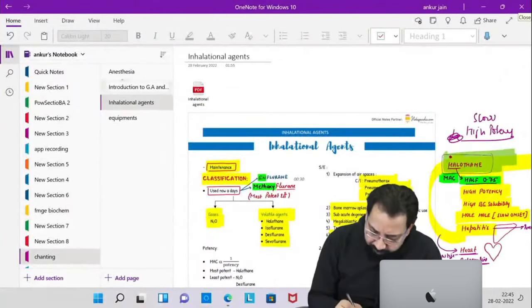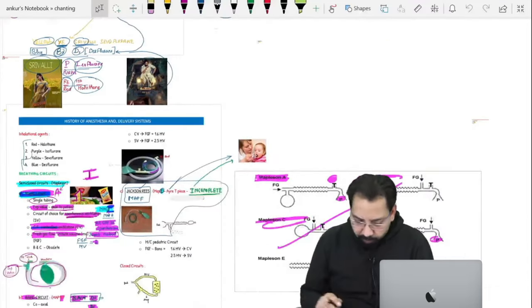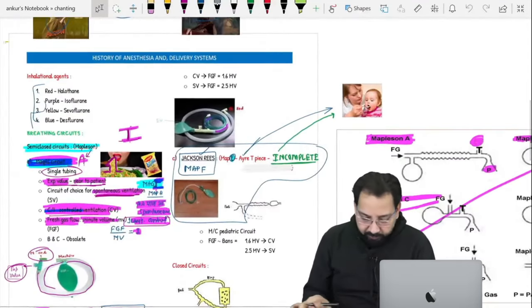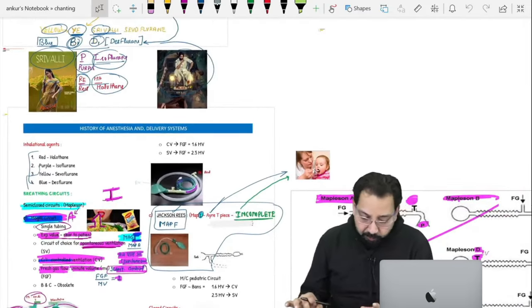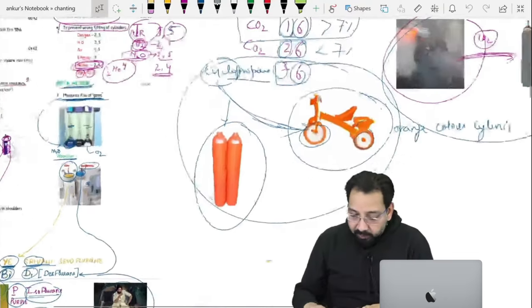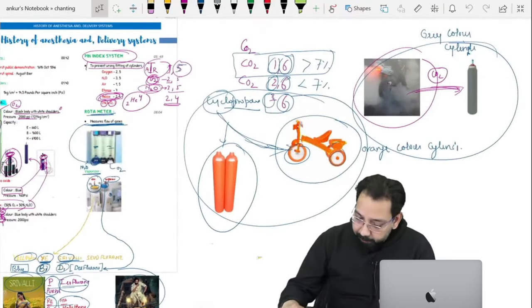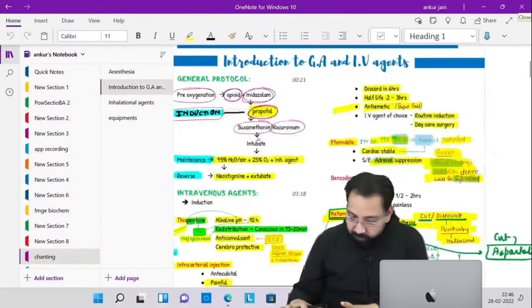Today we have covered three things. Yes, anesthesia in general. In this you will find most of the time a question on the Magill circuit or Mapleson circuit, and there, yes, controlled ventilation, spontaneous ventilation. Yes, these pictures will help you. Okay, second thing, yes, then we discussed this.